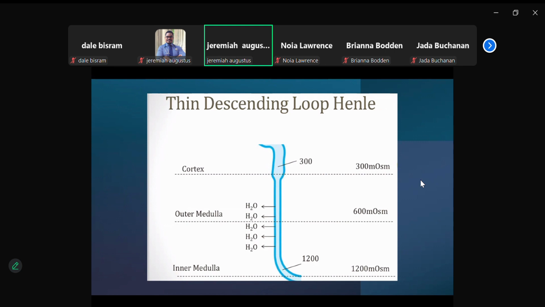So again, guys, remember, what does osmolality mean? What does osmolarity mean? It measures concentration, a measure of solute. Where would water move? Water moves from an area of?